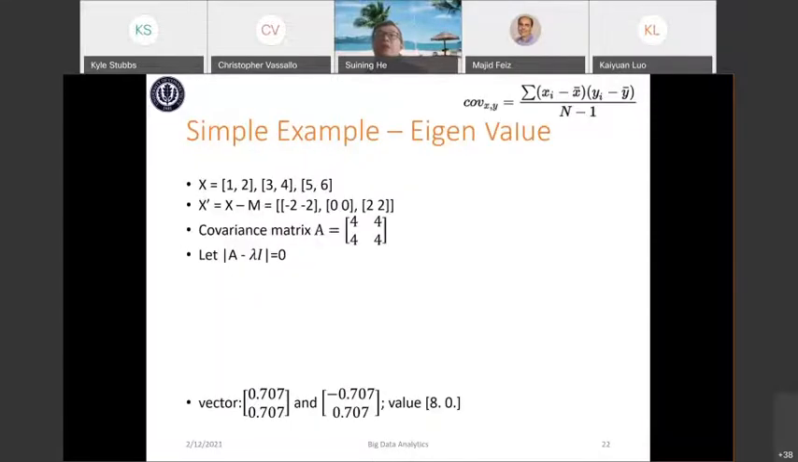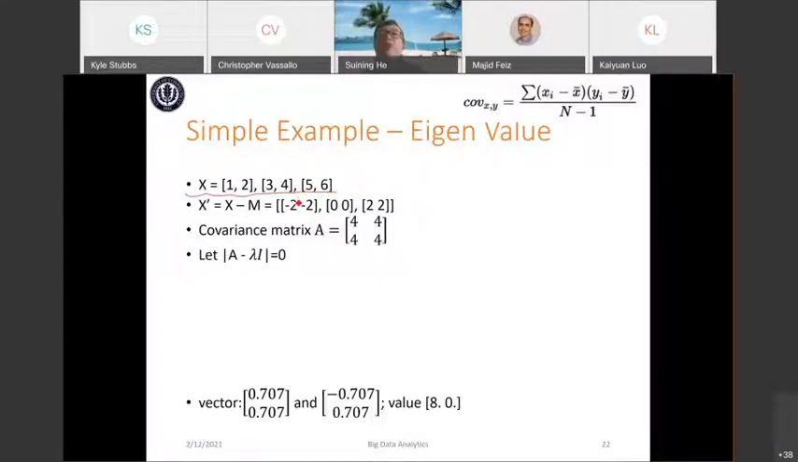So this is also required in our assignments and exams. So let's see a simple example. We are given a data set X that consists of three 2D data points. The first one is (1, 2), the second one is (3, 4), and the third one is (5, 6). So each has two dimensions.